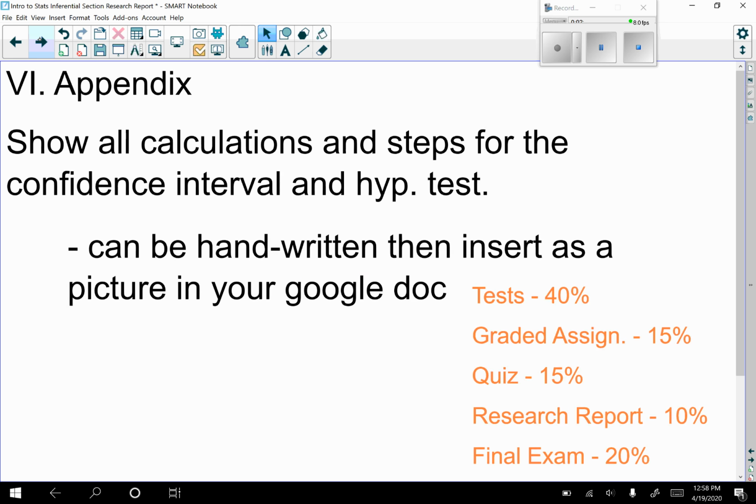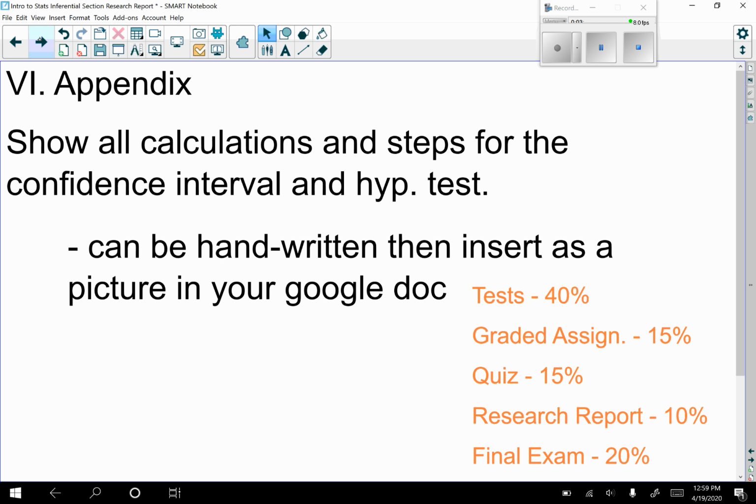All right, so what's going to go on the separate piece of paper that you could just attach? We're going to call this the appendix section. I know a lot of you had questions the first time around, but the appendix is for the inferential stats. So you want to show all calculations and steps for the confidence interval and the hypothesis test. At the very top, before you start either one, you need to keep alpha the same for both of those.